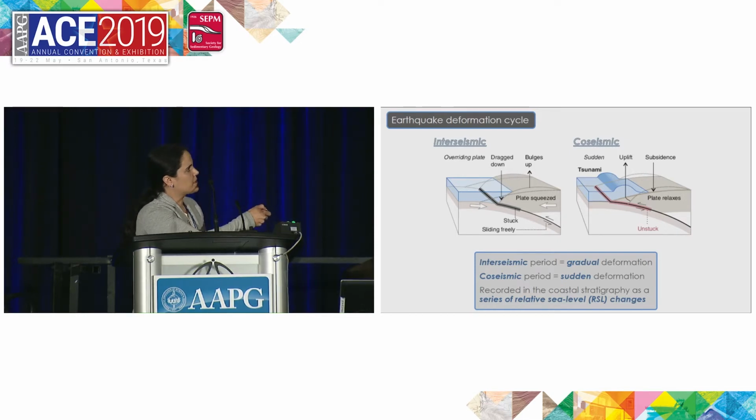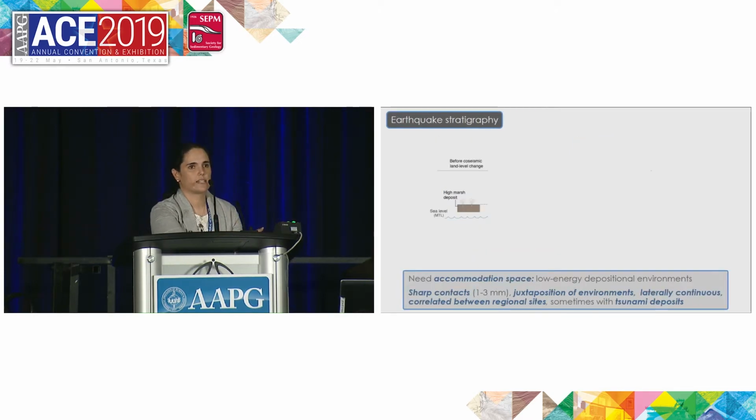So in the interseismic period, you have the coastline gradually going down, which is causing a relative sea level fall. During the slowly going up, causing a relative sea level fall. In the coseismic, you have sudden subsidence of the coast, which is going to cause a sudden rise in relative sea level, which is then going to be recorded in these coastal environments over time.